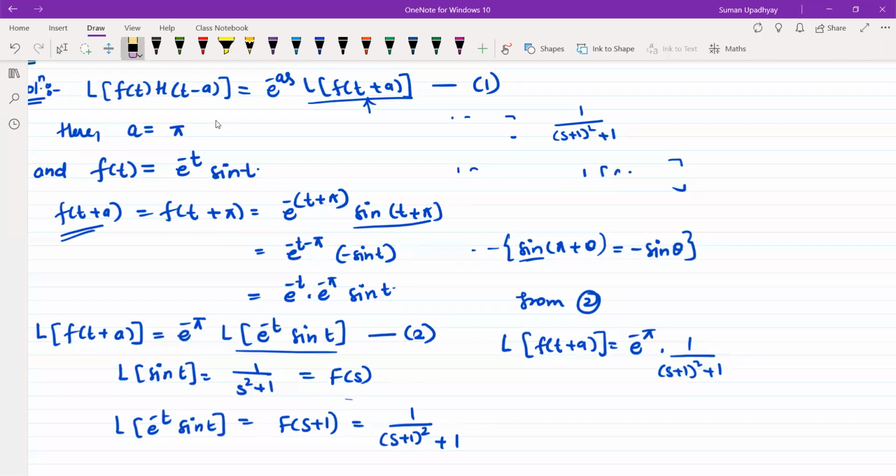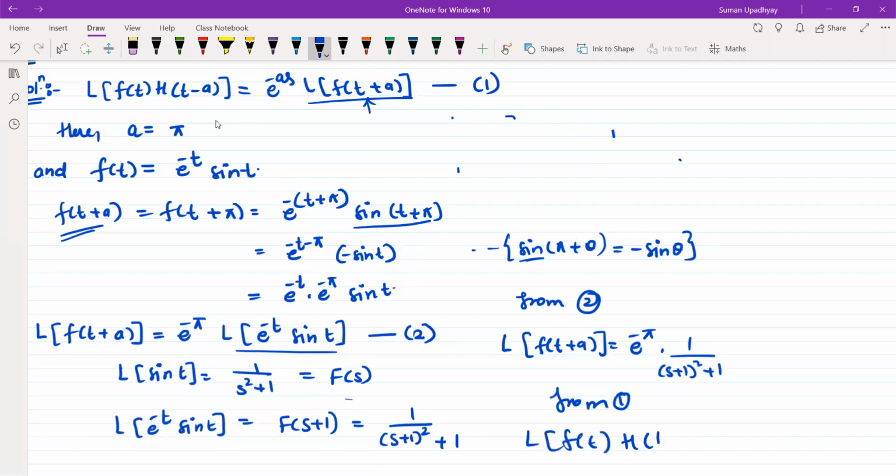Just a sec. So I'll just erase it. So I have to substitute in equation number 1. So I'll just substitute there. So from 1, Laplace of f of t h of t minus a, that is t minus pi, because a is pi, is going to be e raised to minus pi s into, and what is the Laplace of f of t plus a I got over here? I got it as e raised to minus pi upon (s plus 1) the whole square plus 1. So this is my final answer.